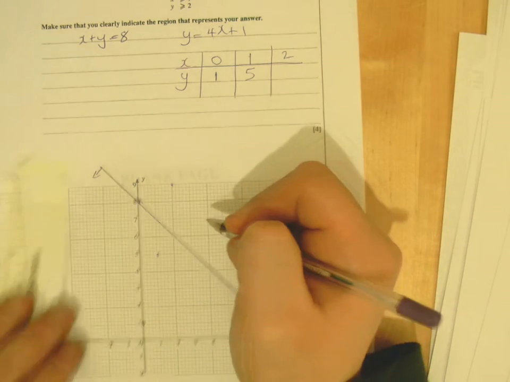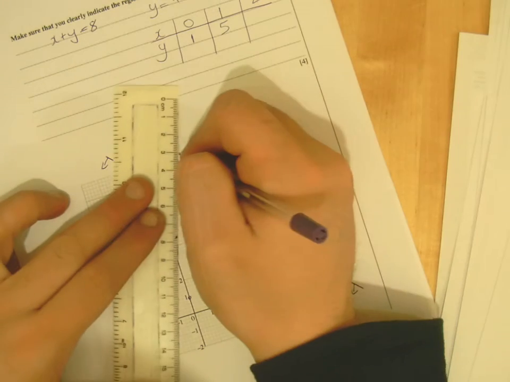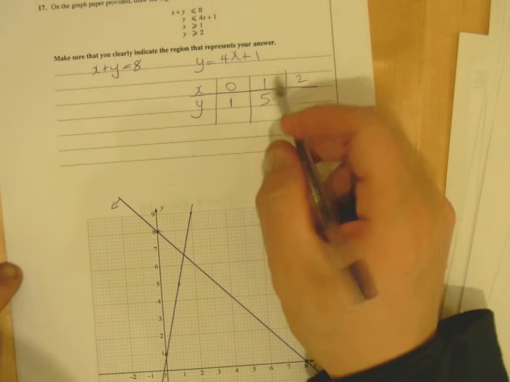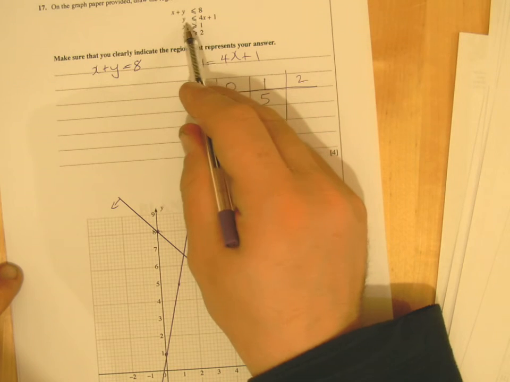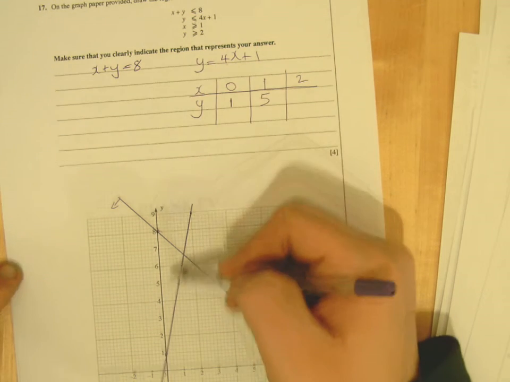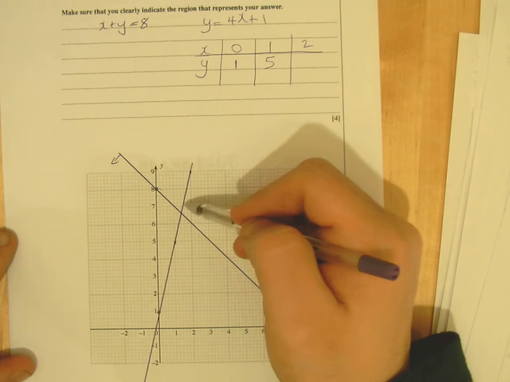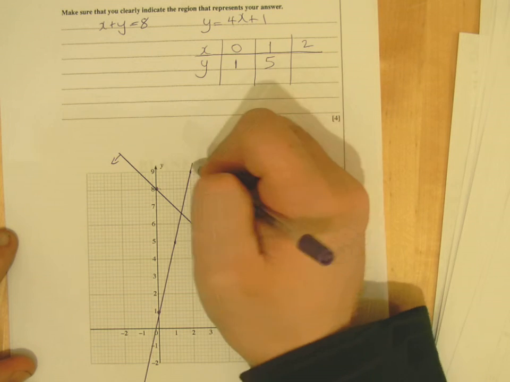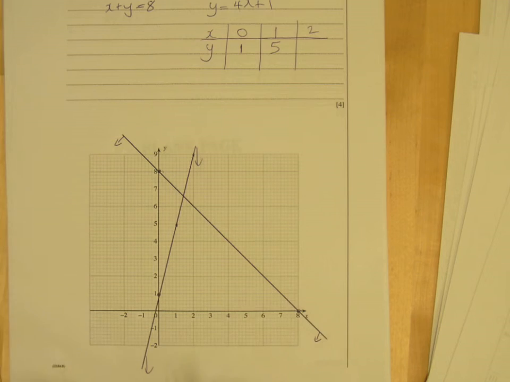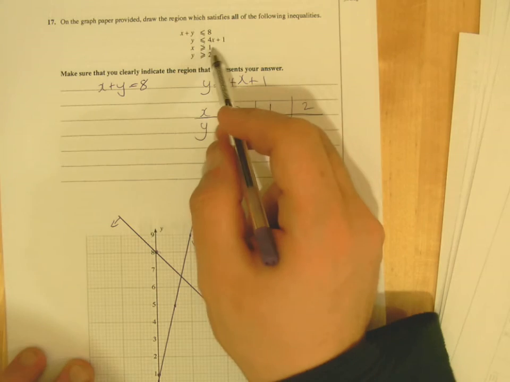So there's your line. Those 3 points should line up if I've done this right. Yes, they do line up, so draw a line through them. And then you've got your line y equals 4x plus 1. Notice that y has got to be less than. If y is less than this line, we've got to be underneath this line. So mark it in. This is important. Let's go for the next line.